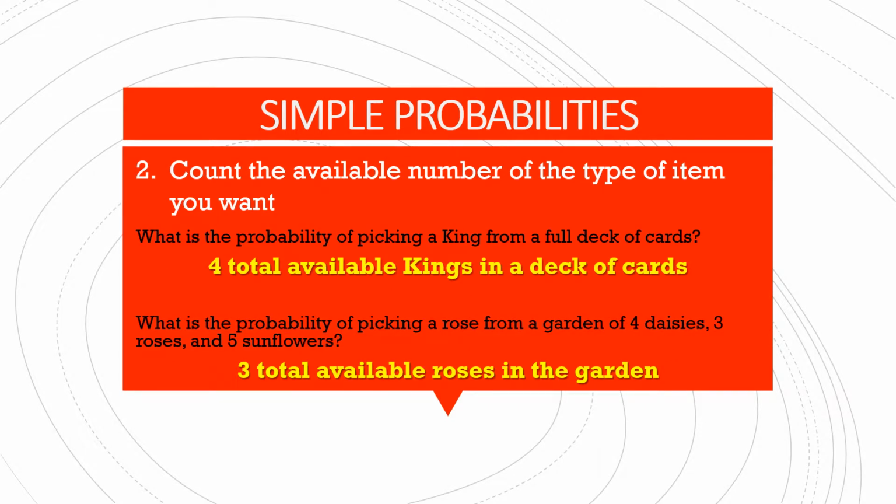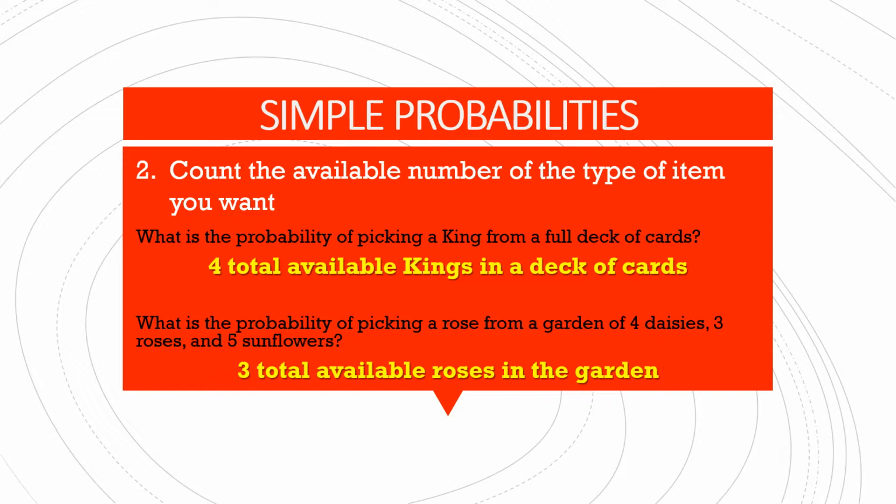Number 2 is you want to count the available number of what you actually want out of that deck of cards or out of that garden. If you want to pick a king out of a deck of cards, you count the number of kings in those cards, and there are 4 kings in a deck of cards, so there are 4 total available kings in the deck of cards.